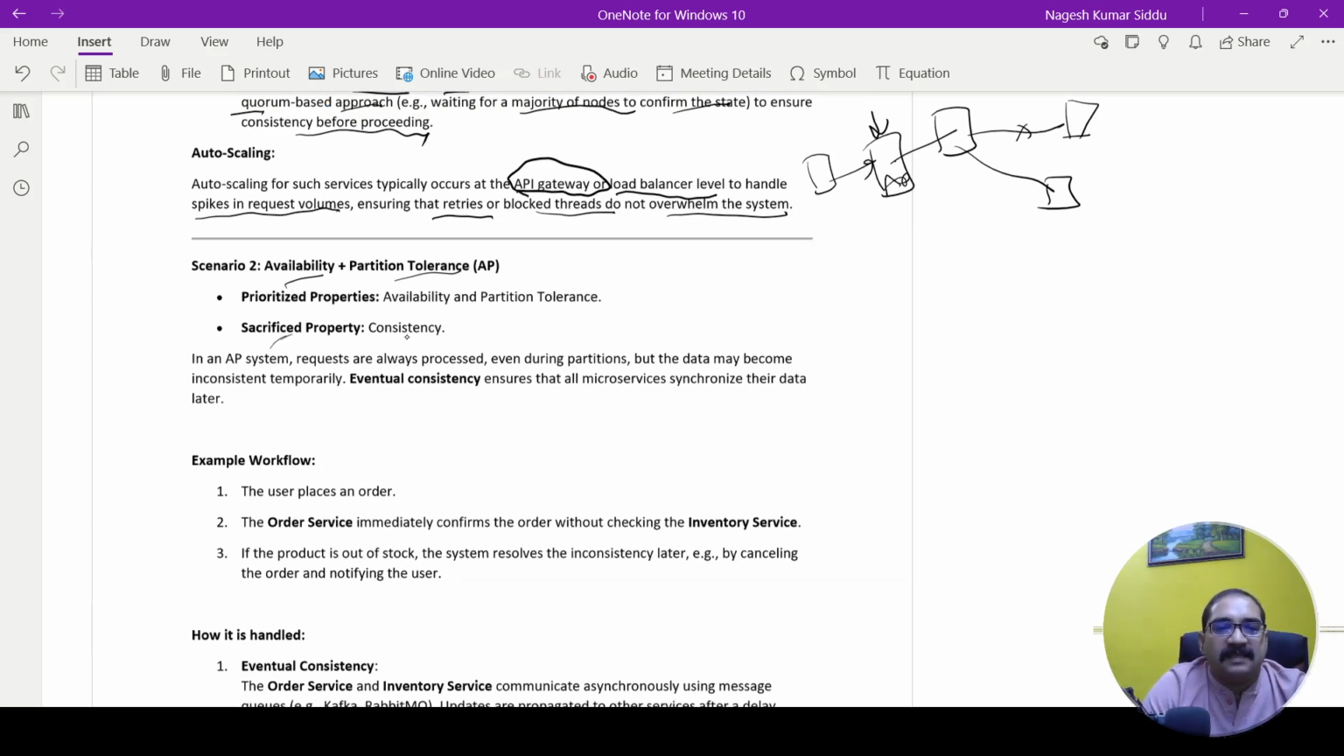So we are sacrificing consistency. What it means is that in AP systems, requests are always processed because we are prioritizing availability. Even during partitions, even if there is a network failure, availability is still ensured, but the data may become inconsistent temporarily. So this is important. Inconsistent temporarily, but after some time, eventually they become consistent. The difference between temporarily and eventually is a few seconds only. This ensures that all microservices synchronize their data later.